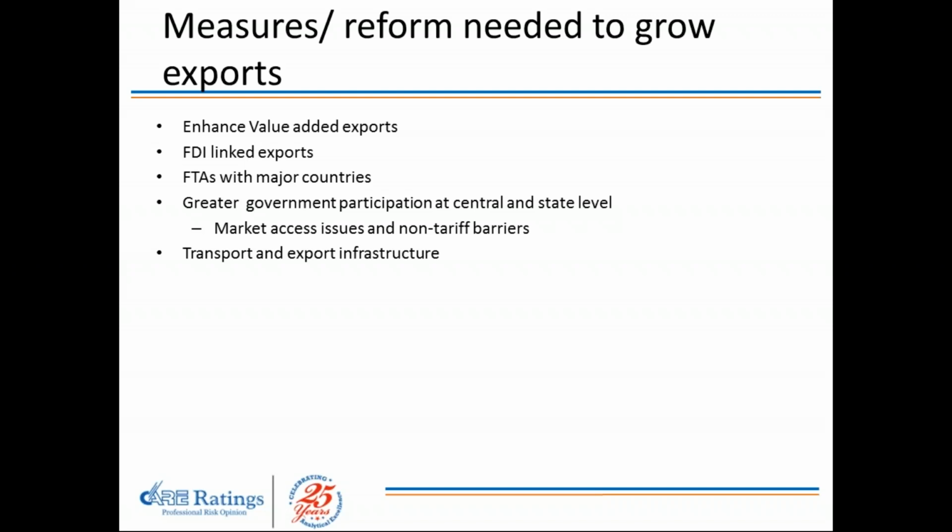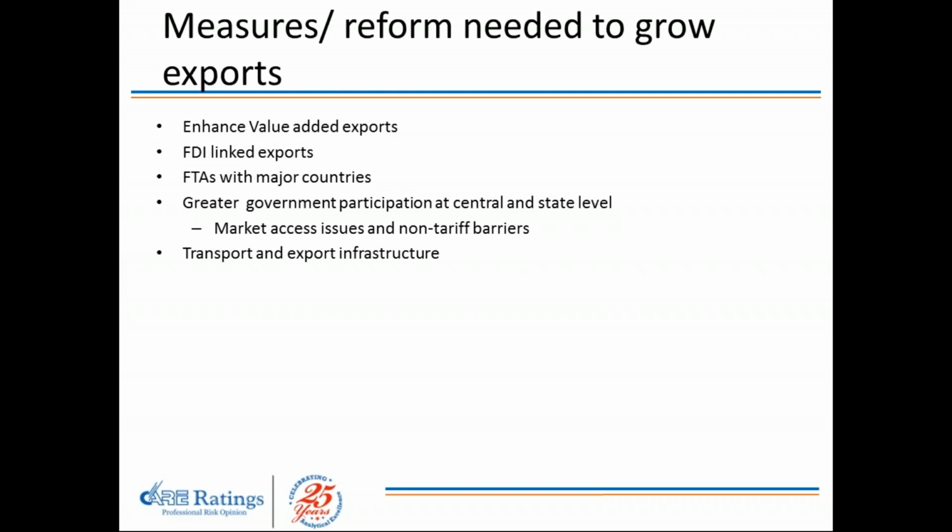Inbound FDI can play an important role in pushing exports. FDI has played an important role in China's export growth. India needs to pursue this route for export enhancement as it can help in better market access, help secure markets, as well as help in technology and skill upgradation.